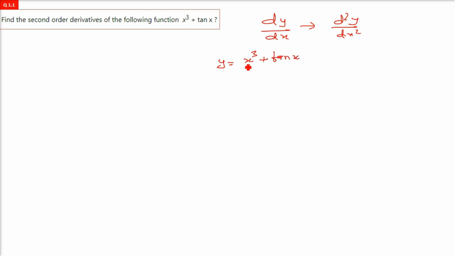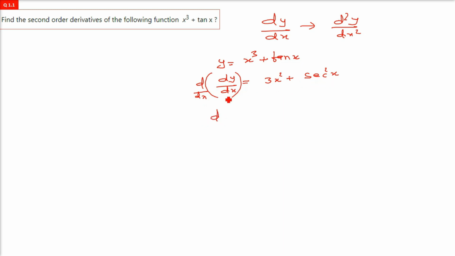So we have an algebraic function also and the trigonometric function also. So you need to know the differentiation of all these. Then only you will be able to understand the higher order derivative. So dy by dx is first order derivative, x cube is 3x square, 10x differentiation is sec square x. Then we have the d2y by dx2. So we have d by dx of dy by dx, that is the second order derivative.